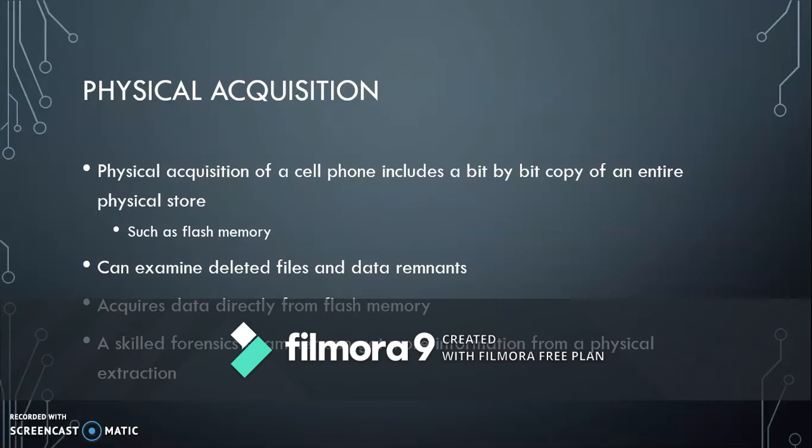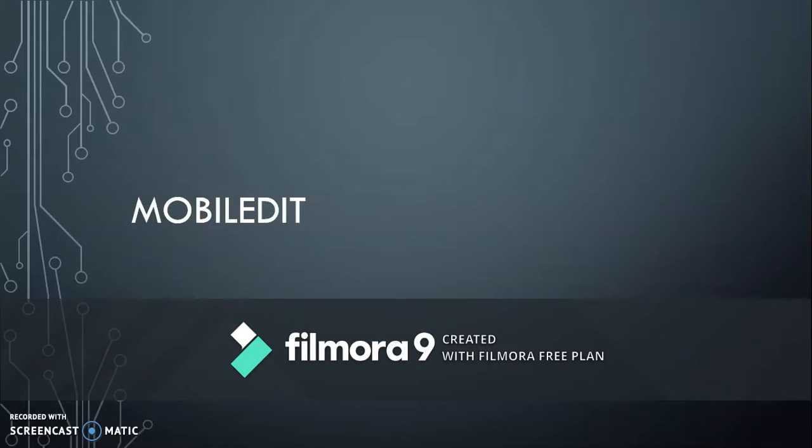Physical acquisition, on the other hand, on a cell phone, includes a bit-by-bit copy of an entire physical storage, such as flash memory. In this way, you can examine deleted files and data remnants, and it acquires data directly from the flash memory. A skilled forensic examiner can get more information from a physical extraction, but the logical is generally easier to use and understand, and only skilled examiners should use the physical acquisition.